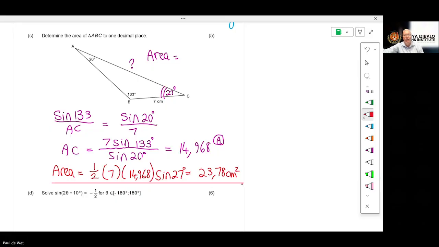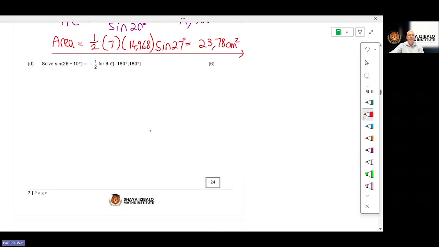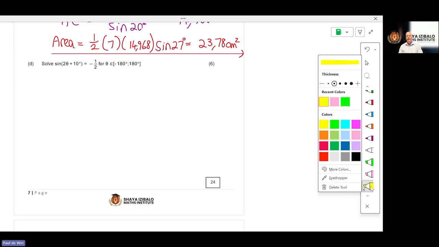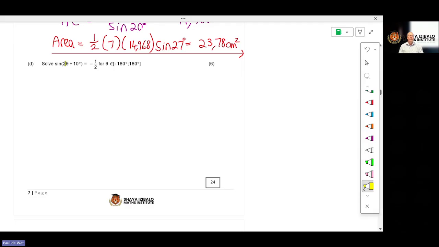Okay. So, question D. This is a trig equation. It's looking quite complicated, but maybe not too bad. Guys, before we answer this question, listen carefully to this. What does this do to the graph? I want you to show me with your hands. What does that 2 do to that graph?